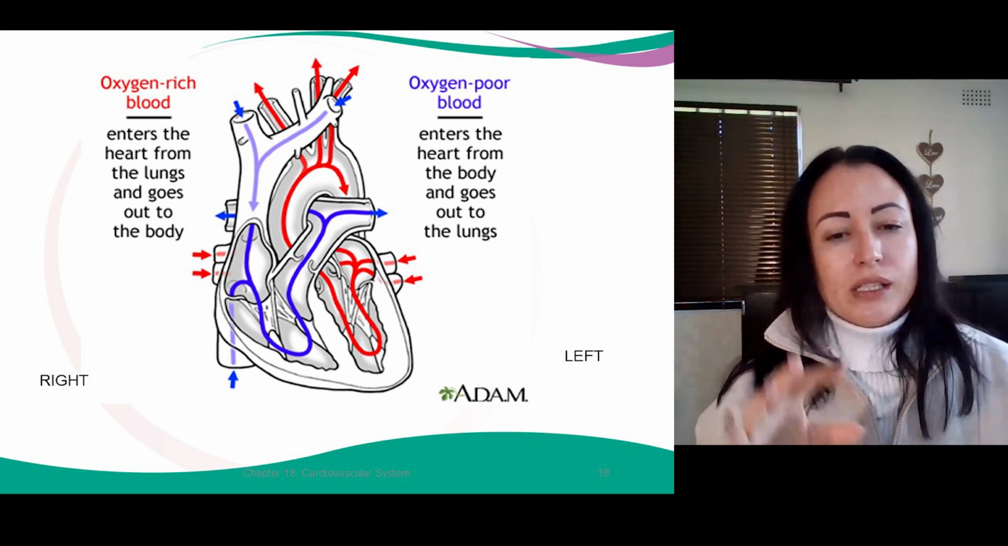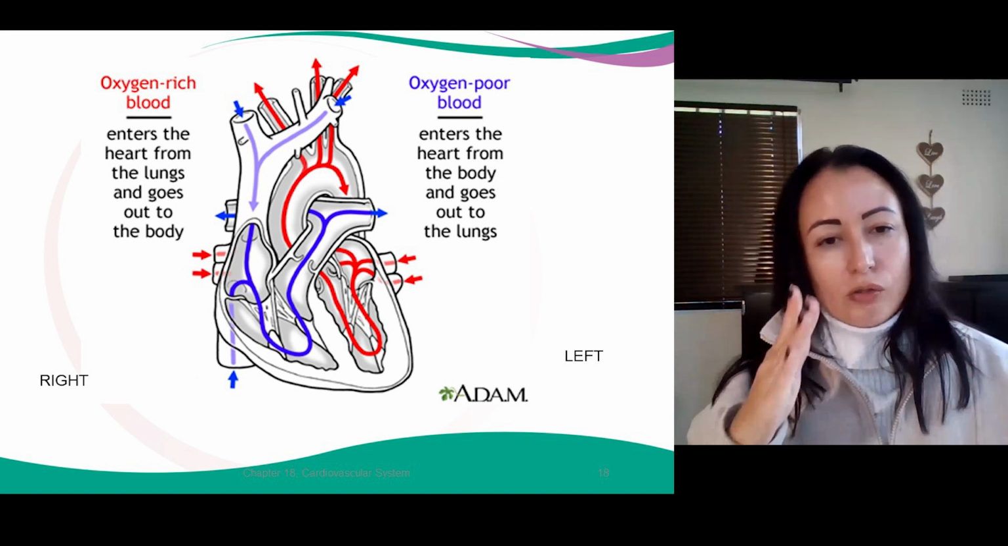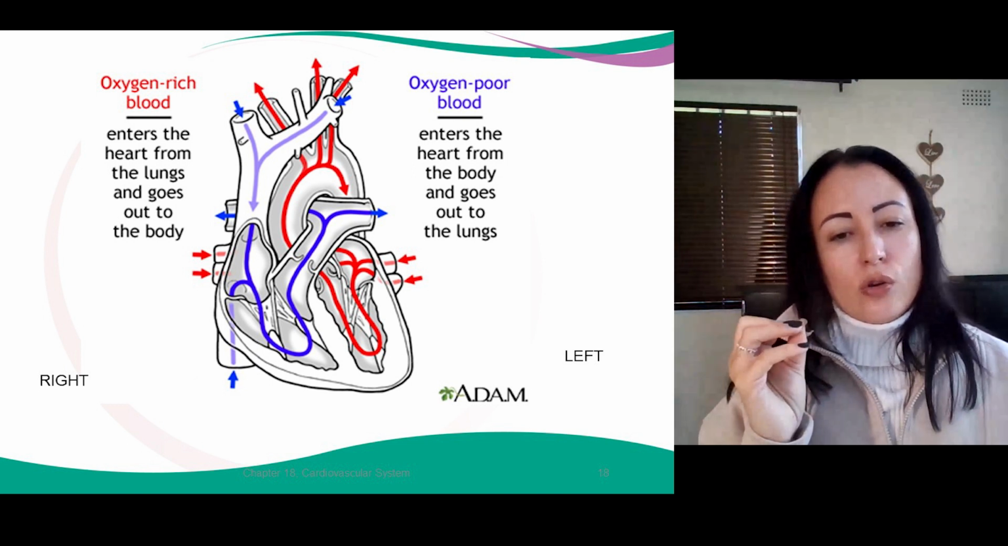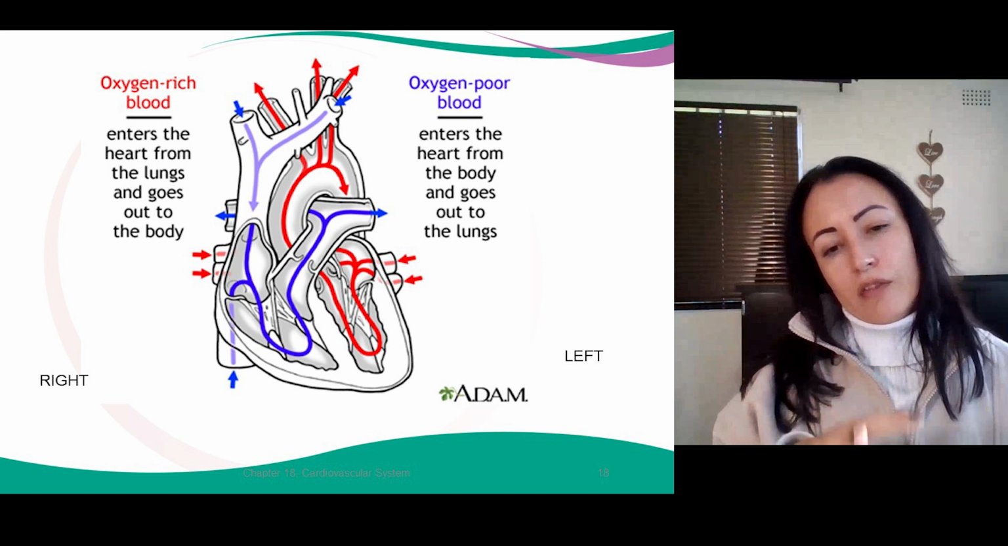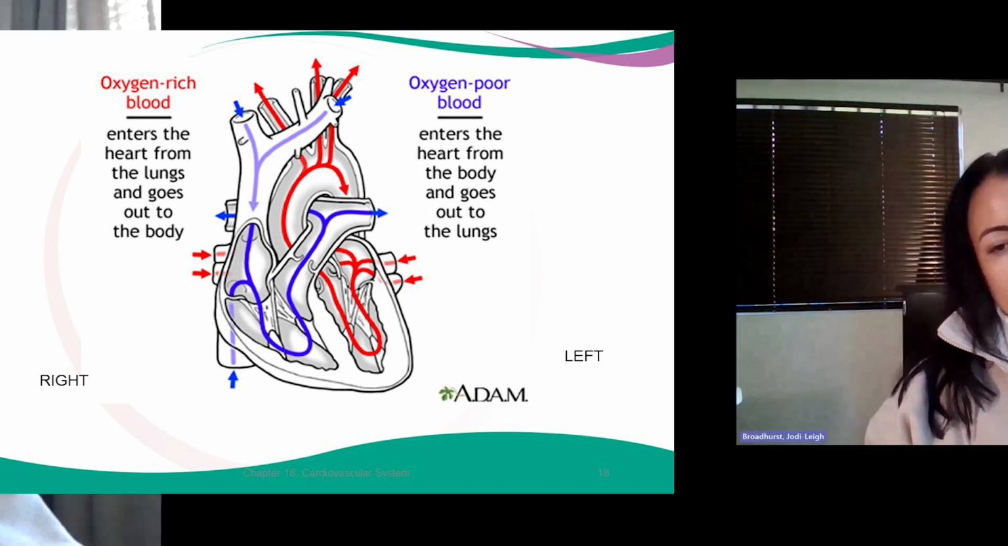The heart is separated, so the 4 chambers are separated, and then the middle is also separated, and that is called a septum, and your heart is also covered by a protective covering that has cardiac muscle in it.